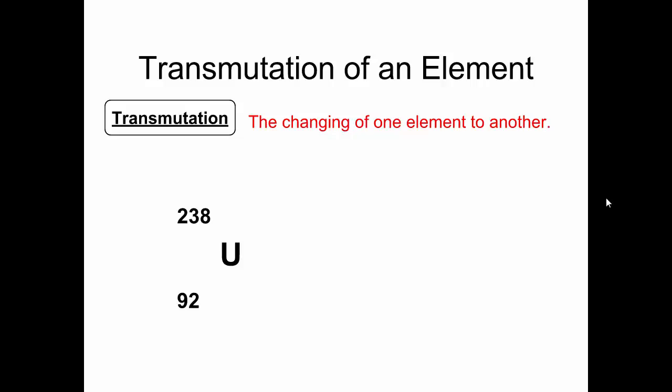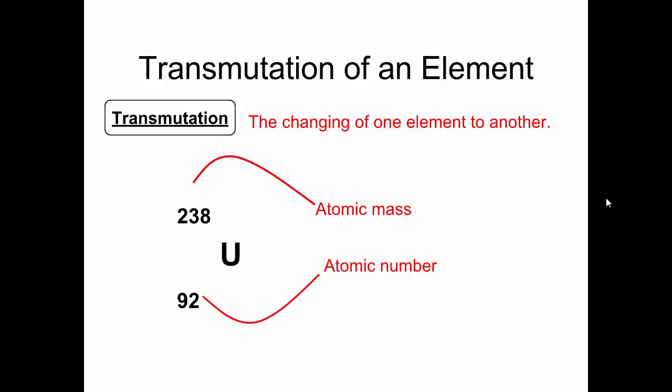Because what is it that determines the identity of an atom? Joey? Number of protons. The number of protons. So, for example, if we have uranium 92, 238, what do those numbers mean? What is the 92? Brian? It's the number of protons. Its atomic number. 238 is its atomic mass.